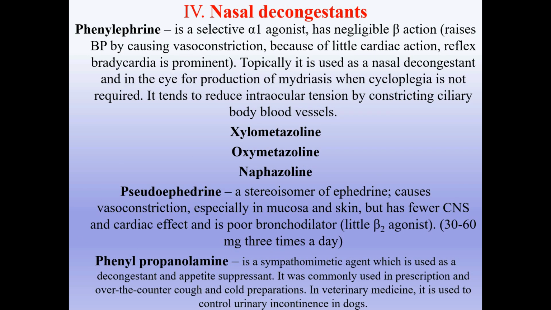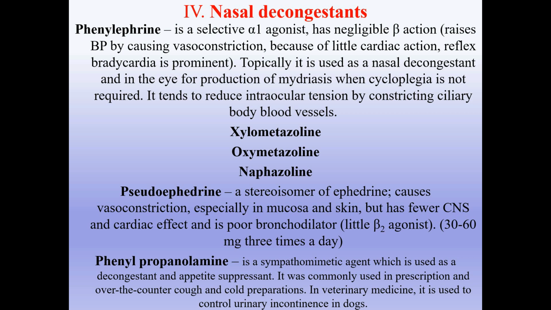Fourth is nasal decongestants. Phenylephrine is a selective alpha-1 agonist, has negligible beta action, and raises BP by causing vasoconstriction. Because of the lack of cardiac action, reflex bradycardia is prominent. Topically, it is used as a nasal decongestant and in the eye for production of mydriasis when cycloplegia is not required. It tends to reduce intraocular tension by constricting ciliary body blood vessels. The other representatives are xylometazoline, oxymetazoline, and nafazoline.